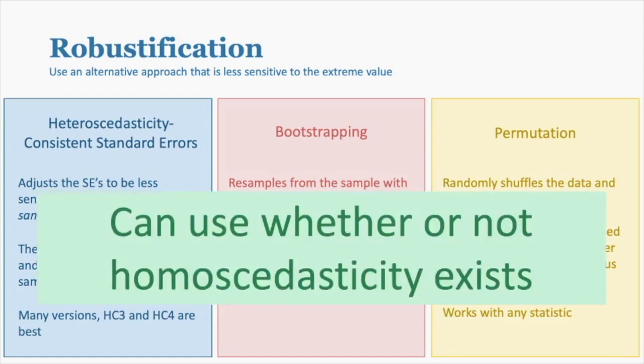One note is that you can use any of these whether or not homoscedasticity exists. You'll actually see some papers use one or more of these no matter what. They don't even really look at whether we have problems with heteroscedasticity. They'll just use one of these approaches anyway.